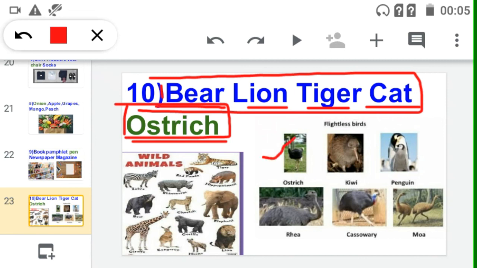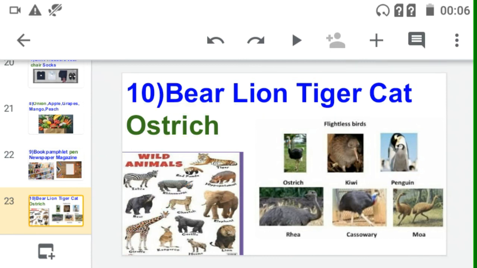See in that picture, here is an ostrich. So ostrich is a bird. Correct now. And bear, lion, tiger, cat are all animals, and ostrich is a bird. So that's why your answer is ostrich. Because ostrich is different from those four things.